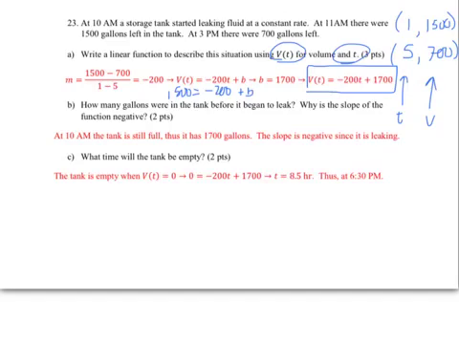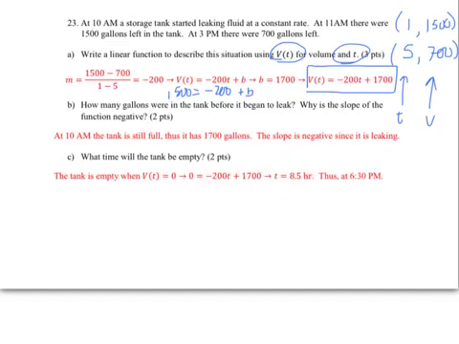And then finally here, we're going to notice it says, at what time will the tank be empty? So they're saying, when is the volume equal to 0? The tank is empty when the volume equals 0. So set the volume here equal to 0. So 0 equals this function, and that's what this says here. Add the 200t over, and then divide by 200. So you end up with 1700 over 200, giving you 8.5 hours.